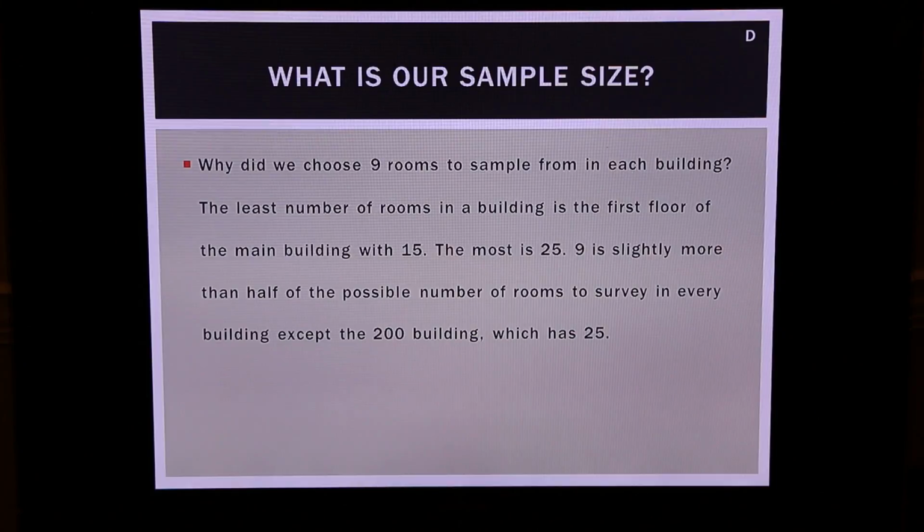So for our sample size, we chose nine classrooms from each building. We did not have a mathematical way of determining our sample size. We just thought 9 would be a good number because the main building, which has the least amount of classrooms, is 15. So we thought 9 would fit that well, so we just applied it to all of the buildings.